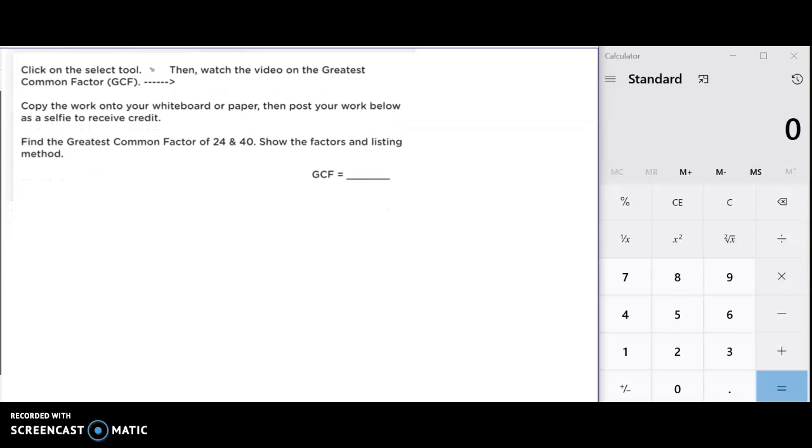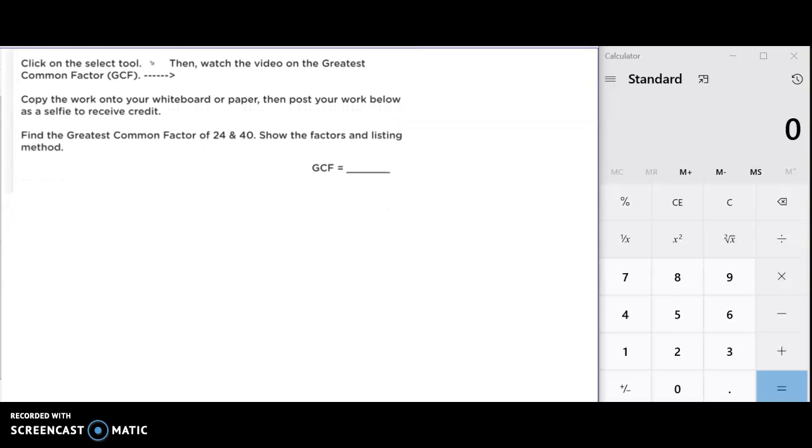So we're going to start out with finding the common factor of 24 and 40. You must do this on your whiteboard, so take out your whiteboard. We're going to find all the factors of 24 and 40. Then we're going to do the listing method. Now I'm very weird. I show all the factors first. So the first thing I'm going to do is write 24 and write 40, and I'm going to list all of their factors. And I always start out with 1. Always, systematically, always start out with 1.